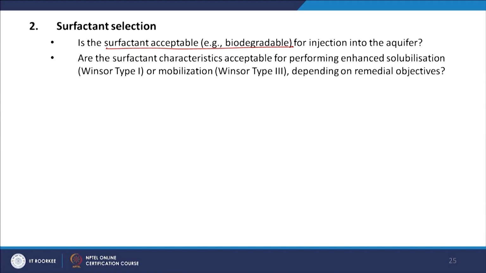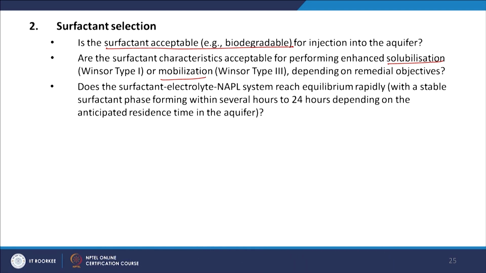Obviously, you saw that residual concentrations of surfactant were present. So you need to see that you are not introducing a problem. That is one aspect. Is the surfactant acceptable, or is it biodegradable? Again, there are different aspects with respect to solubilization or mobilization, depending upon the remedial objectives.